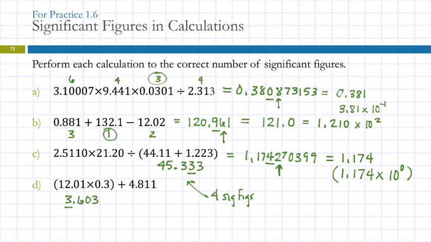Now I'm going to add the 4.811 plus 4.811. My calculator gives me 8.414. When I'm adding, now I'm looking at number of decimal places. This number had 3 decimal places. This had 0 decimal places. I need to round this to the nearest 1. So I'm going to round this here, and my answer is 8. Any questions?